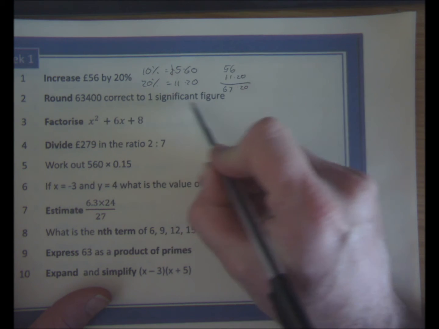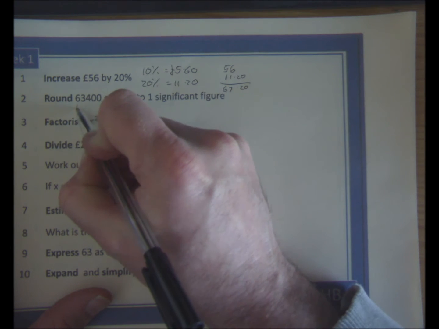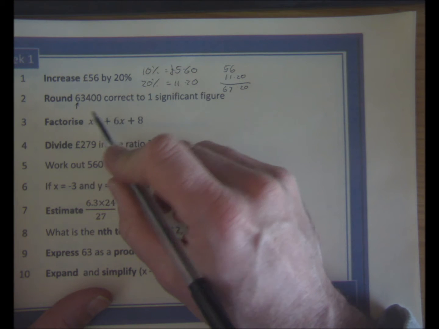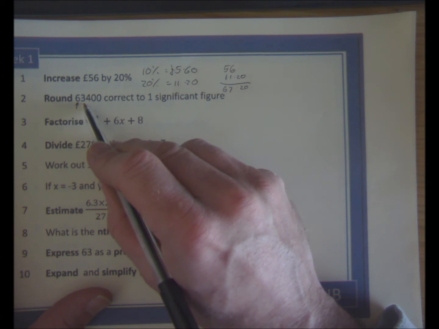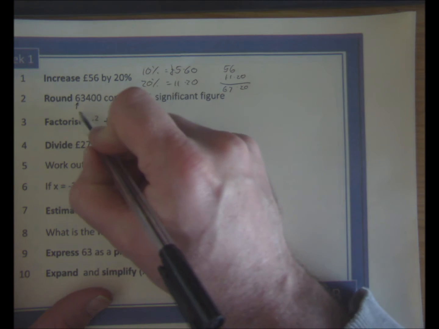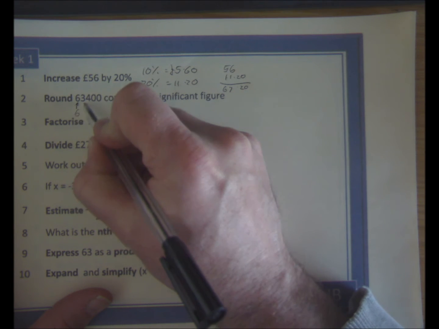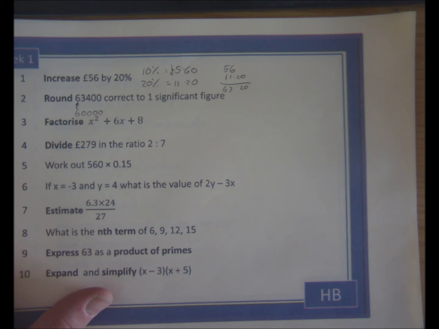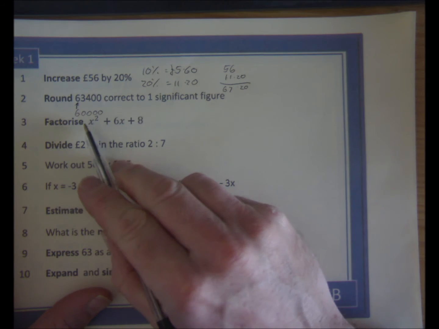Rounding to one significant figure, that 6 is the most important figure because it tells you how big it is. It's followed by a 3, so that has no effect on the 6. So it's one significant figure, 6, and I've got to fill up all the places with zeros. 60,000.